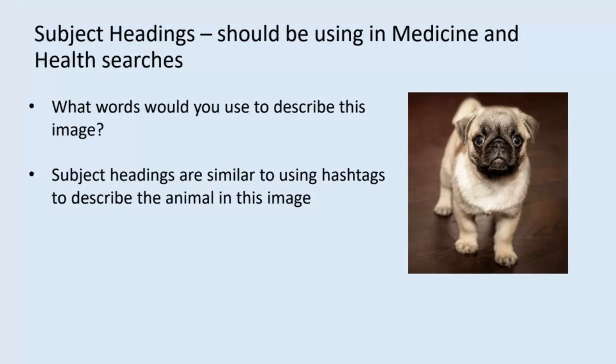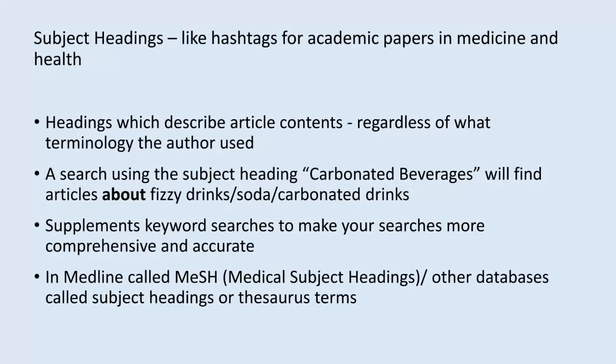Subject headings are kind of similar to using hashtags. So if you use Instagram or Twitter, you may in Instagram post a picture of something, and you might use a hashtag that will allow most people to find your image. Okay, so it's kind of similar to that. So we use these within our database searching, because these subject headings describe the contents of an article, regardless of how an author has described it. So for example, there might be a paper about fizzy drinks.